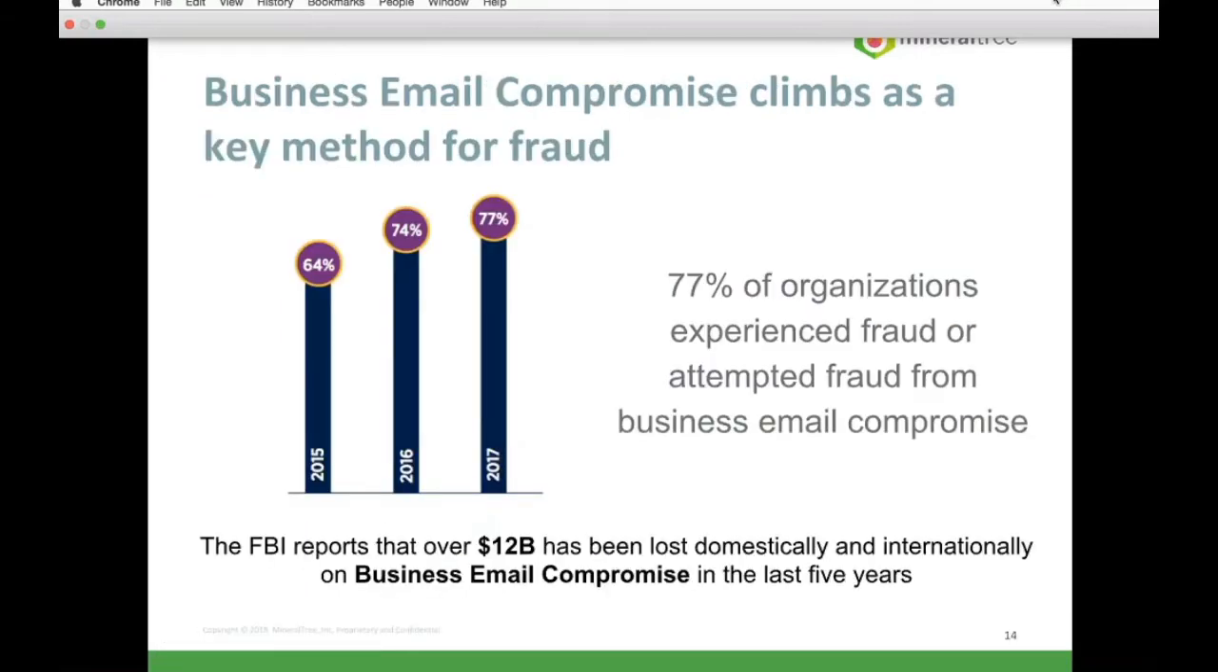So business email compromise, as I mentioned, is an important risk that is prevalent across all industries, and all companies need to be aware and thinking about it. It's grown in the last 3 years to 77% of organizations having experienced fraud or attempted fraud from business email compromise. And the FBI recently came out with a report that showed over the last 5 years, almost $12 billion domestically and internationally has been lost because of business email compromise. So the question is, how are you protecting yourself at your organization? What processes do you have in place? What trainings have you done so that people are aware and they're not being fooled by what can happen so very easily? And we'll talk about that.